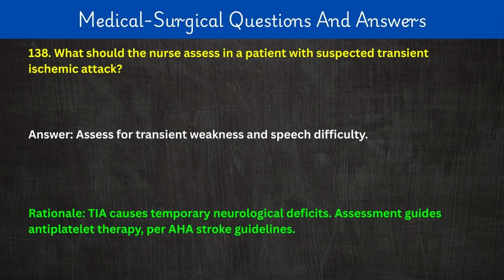138. What should the nurse assess in a patient with suspected transient ischemic attack? Answer: assess for transient weakness and speech difficulty. Rationale: TIA causes temporary neurological deficits. Assessment guides antiplatelet therapy, per AHA stroke guidelines.